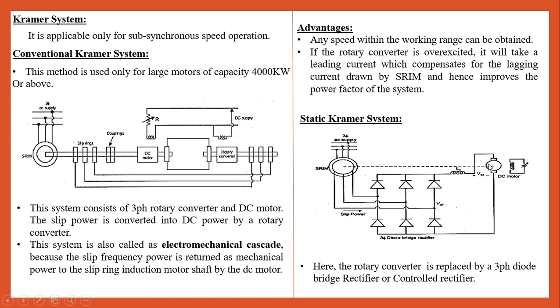By varying the field of the DC motor, we can vary the speed of the DC motor, so that we can vary the speed of the slip ring induction motor. In this way, we are utilizing the slip power as well as controlling the speed of the slip ring induction motor. Dear students, the conventional Kramer system is also called the electromechanical cascade system.